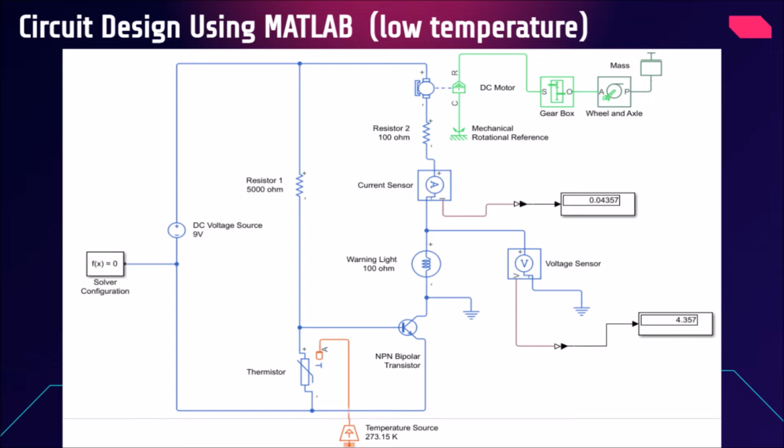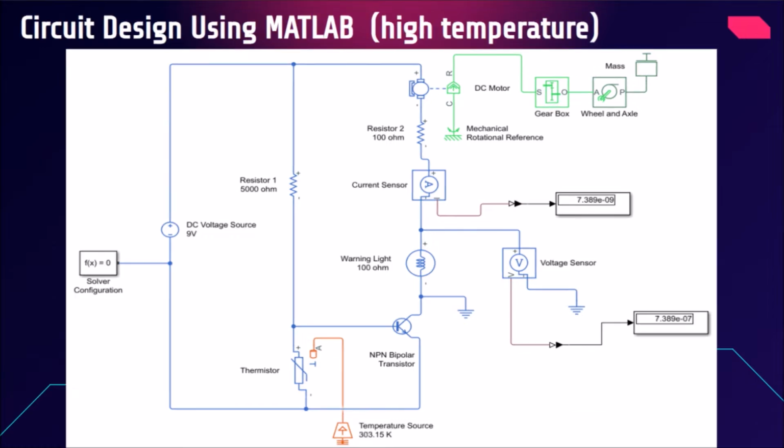One thermistor which is responsible for changing its resistance according to the temperature, one NPN bipolar transistor, 100 ohm light bulb, and also a DC motor. The voltage sensor and current sensor are also connected as shown in the picture to test the voltage across the bulb and the current flow through the branch. The value is shown as in the picture.